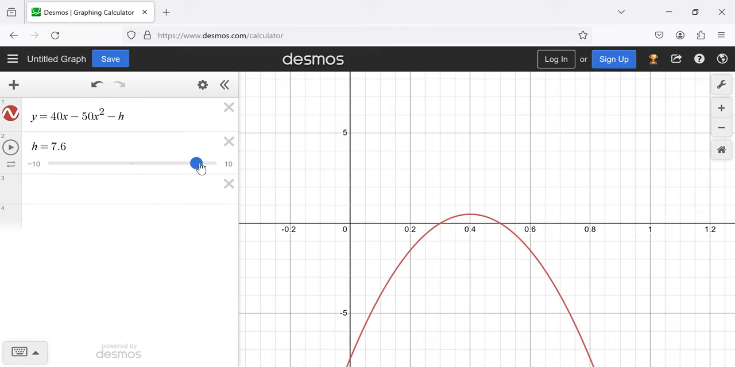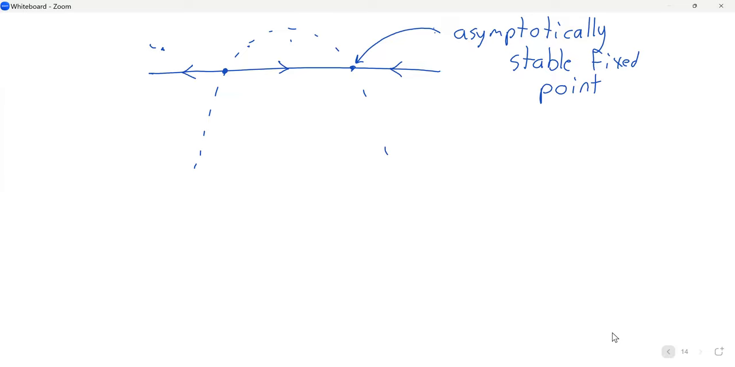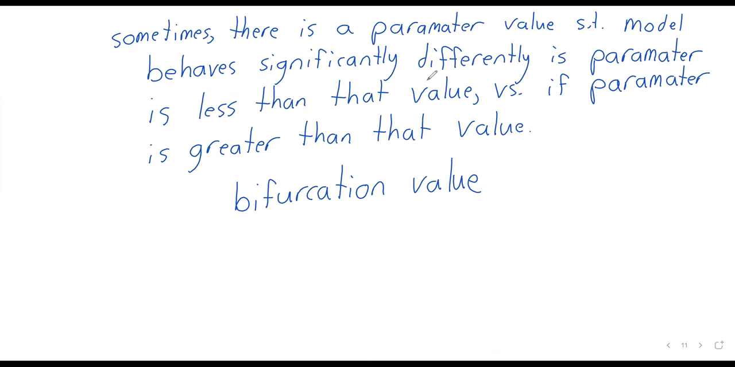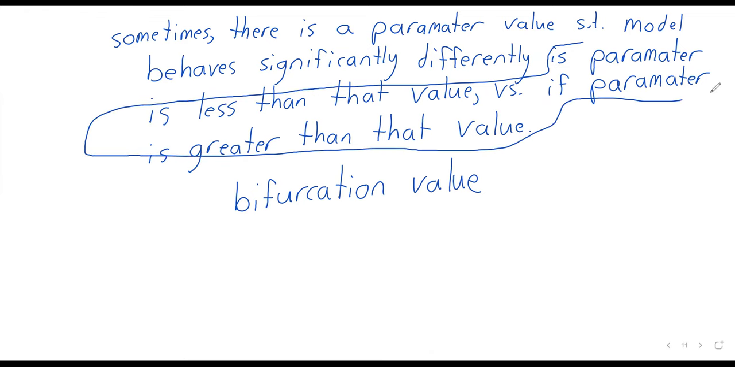And going back to what I wrote on the whiteboard, this is all based on whether or not h is less than 8 or greater than 8. When it was greater than 8, there weren't any fixed points. When it was less than 8, there were fixed points. So 8 is a bifurcation value.